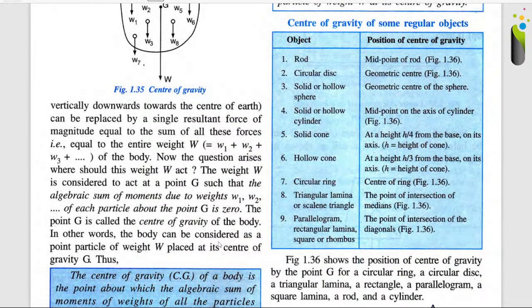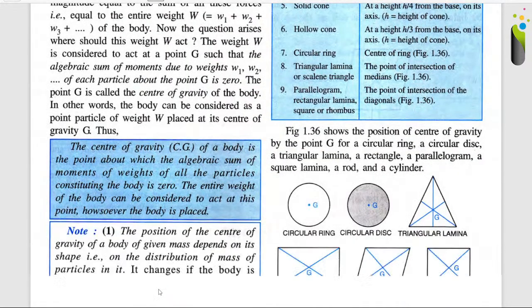Now I'm reading up the center of gravity of some regular objects. The first one is the object, that is rod, and the center of gravity for the rod will be the midpoint of the rod as shown in figure 1.36. Here it is.